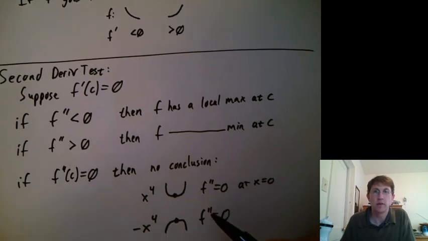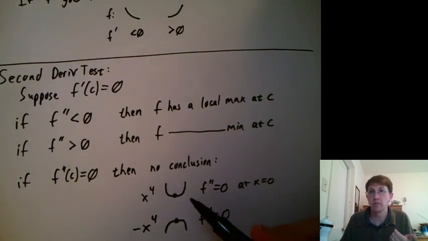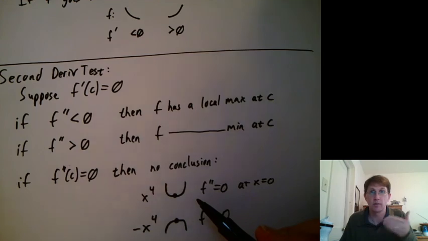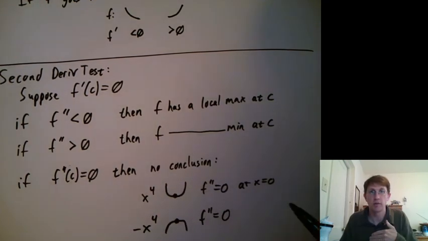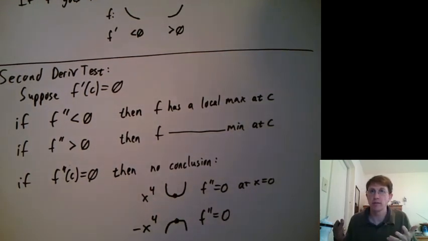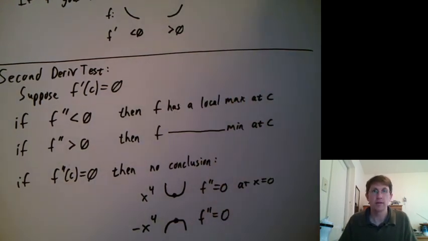So when f double prime is equal to 0, you can have a local min, a local max, or something that's on the hill between a local min and local max. There's just nothing we can say. There's just no conclusion. It's like we don't have enough evidence. So that's the second derivative test.